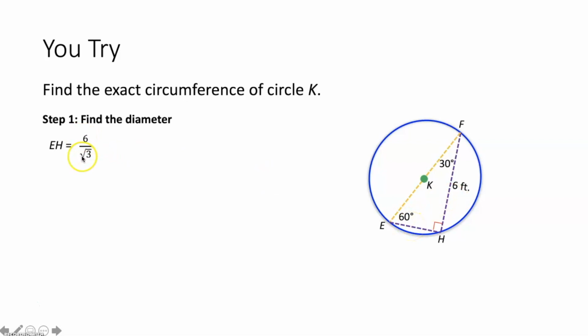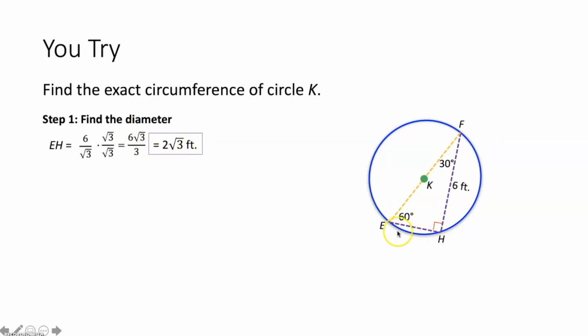So 6 divided by rad 3 will give you the length of our shorter leg in this 30-60-90 degree triangle. Well, what is 6 divided by rad 3? Well, we can't divide that. So what we're going to do is rationalize this fraction by multiplying the numerator and denominator by the radical that is in the denominator. 6 times rad 3 is going to be 6 rad 3. Rad 3 times rad 3 is going to be rad 9, which is 3. Now we can divide the 6 and the 3 and we get 2 rad 3 feet.